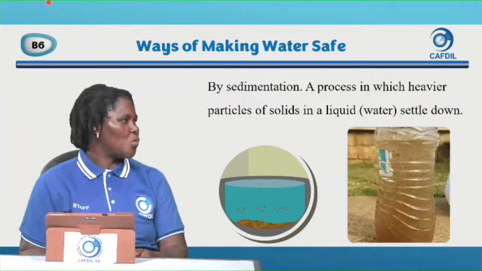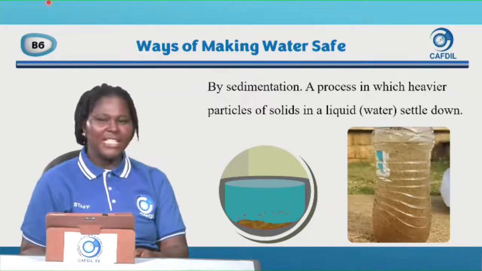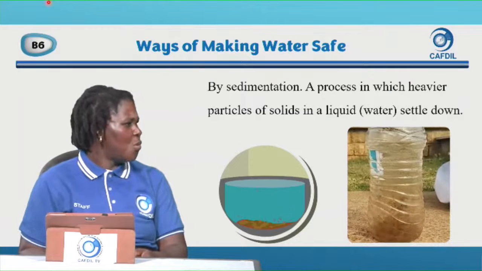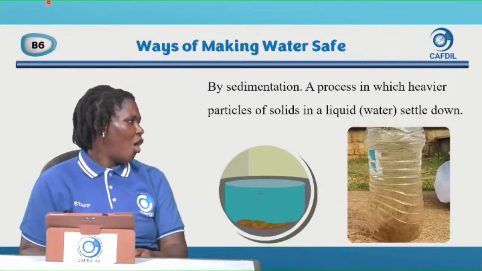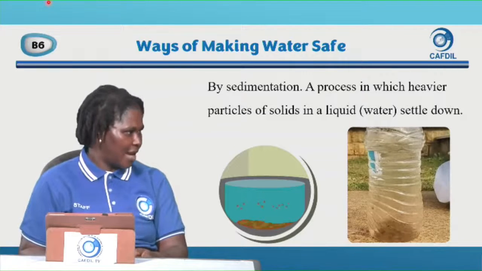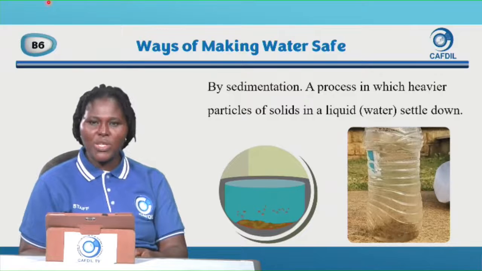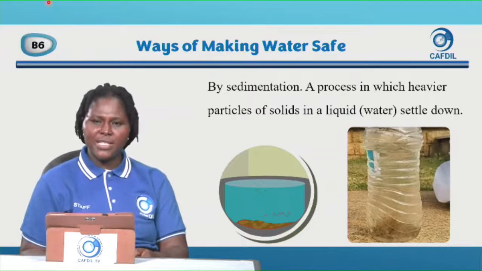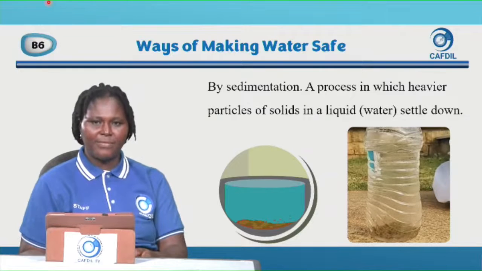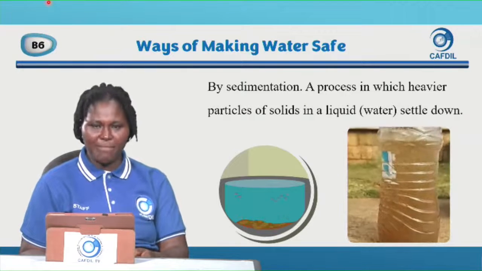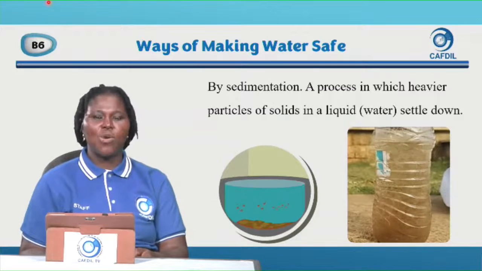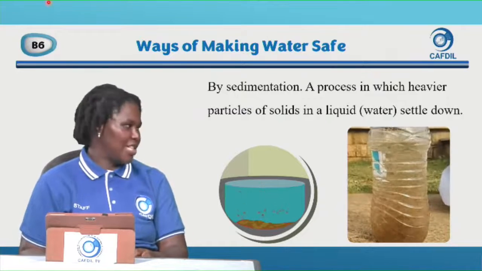Now, the first one, by sedimentation. Sedimentation is a process in which heavier particles of solids in a liquid, that is water, settle down. So if you have water which is not safe, you can put it down for the particles to settle. This is what we call sedimentation. So you can make your water safe by sedimentation.